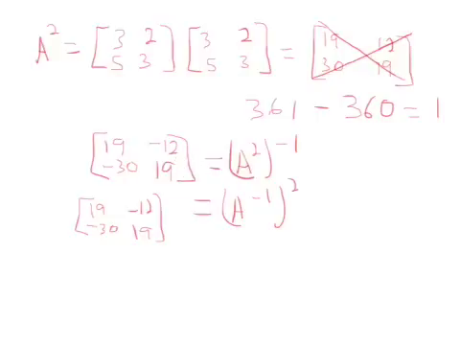Now from the previous page, we found A inverse and then squared. We found that to be this matrix. Finally, we are told to calculate the addition of these two matrices. When I add these together, I add the corresponding parts. The top left, 19 plus 19, will give me 38. Negative 12 plus negative 12 will give me negative 24. Negative 30 plus negative 30 will give me negative 60. And then 19 plus 19 will give me 38. So your final answer should be this matrix right here.